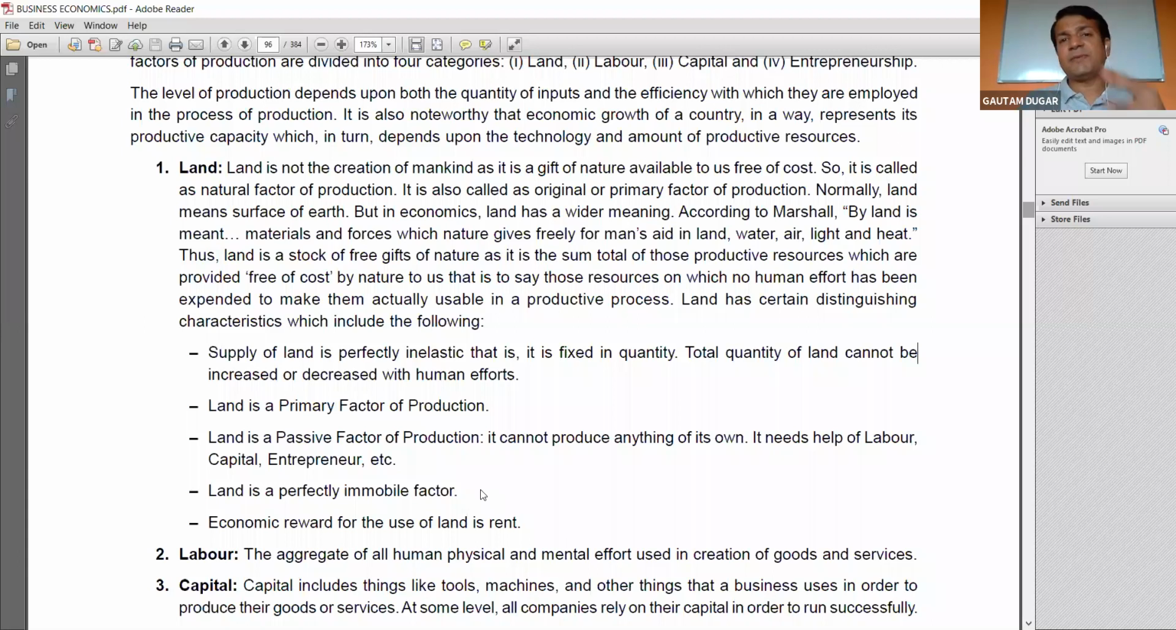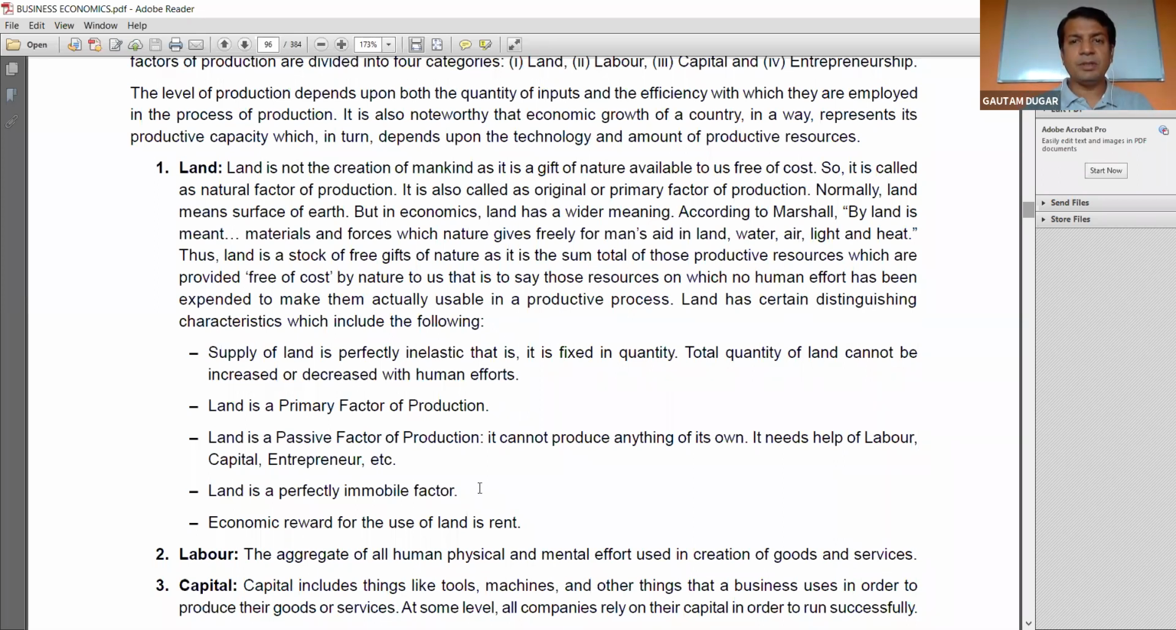Labor, the next factor of production. Labor, we know, is the mental or the physical effort put in by the laborer. A worker working in a factory, the work which he is doing in the factory is also labor. And when I am teaching you, that is also labor. When a doctor is treating his patients, that is also labor. So the reward for labor is wages.